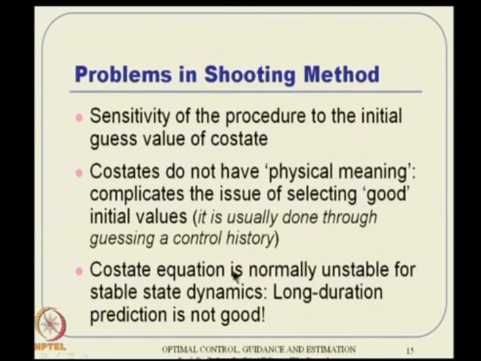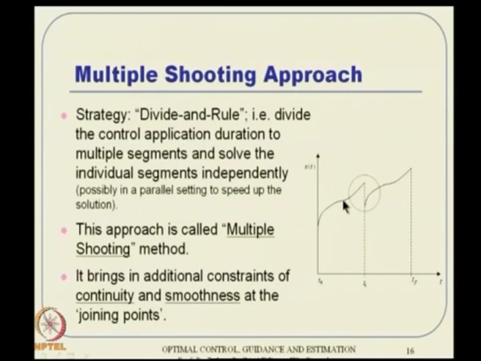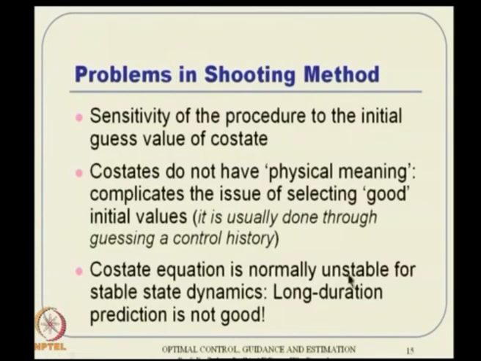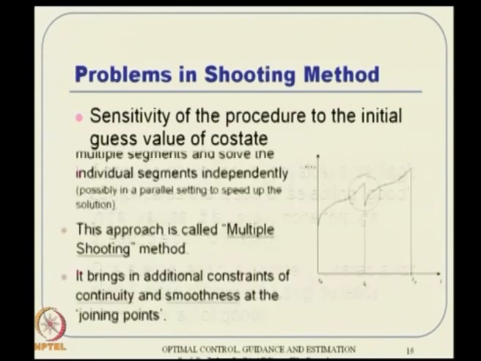Alright, so this is what I already told, the costate equation is normally unstable for stable state dynamics, hence in general long duration prediction is not good actually. And suppose you have an unstable state, then also you have unstable system dynamics, then also you have a problem, because anyway you are integrating the state equation forward as well. So, either you integrate the costate equation forward or integrate the state equation forward. If one is stable, the other is unstable, and hence everything is a very sensitive issue here actually.